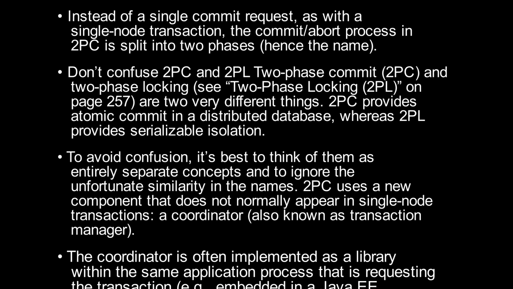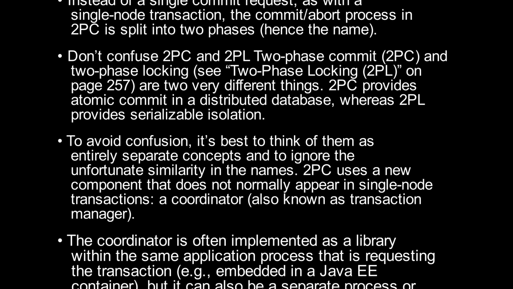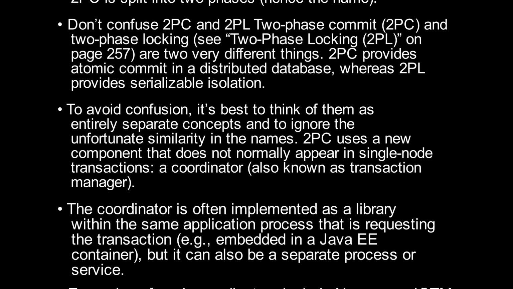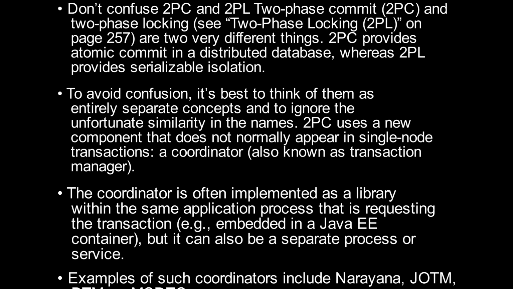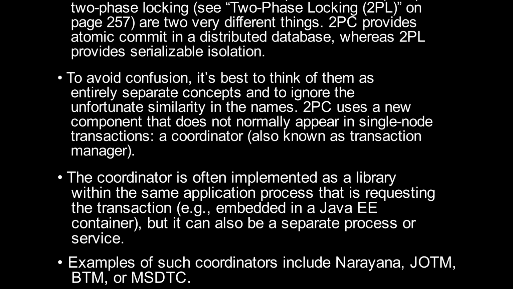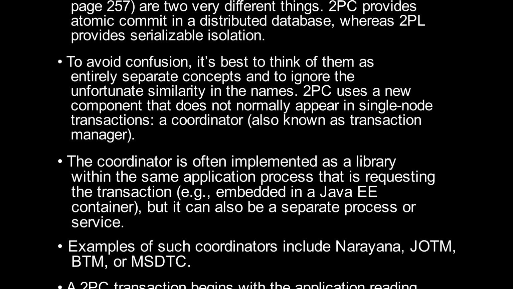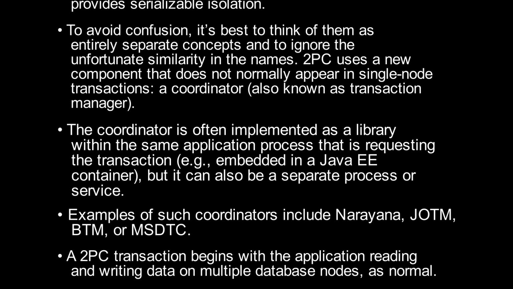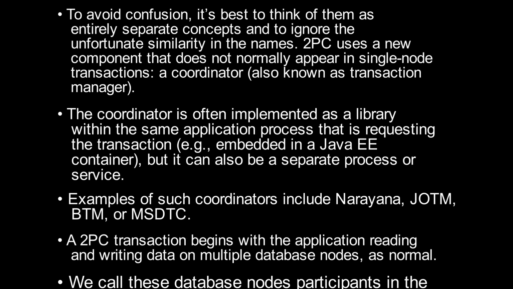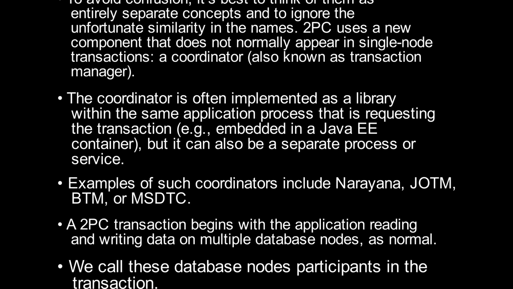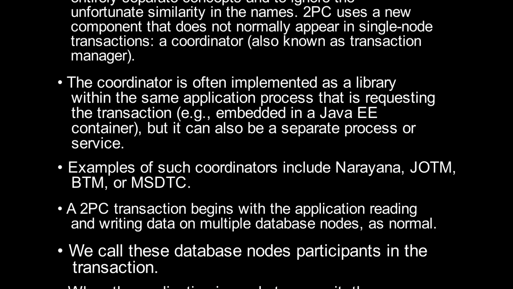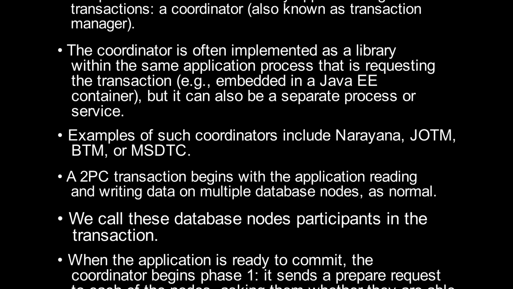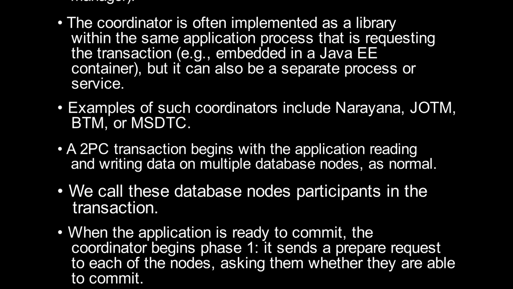2PC uses a new component that does not normally appear in single-node transactions: a coordinator, also known as transaction manager. The coordinator is often implemented as a library within the same application process that is requesting the transaction, for example embedded in a Java EE container, but it can also be a separate process or service. Examples of such coordinators include Narayana, JOTM, BTM, or MSDTC. A 2PC transaction begins with the application reading and writing data on multiple database nodes. As normal, we call these database nodes participants in the transaction.